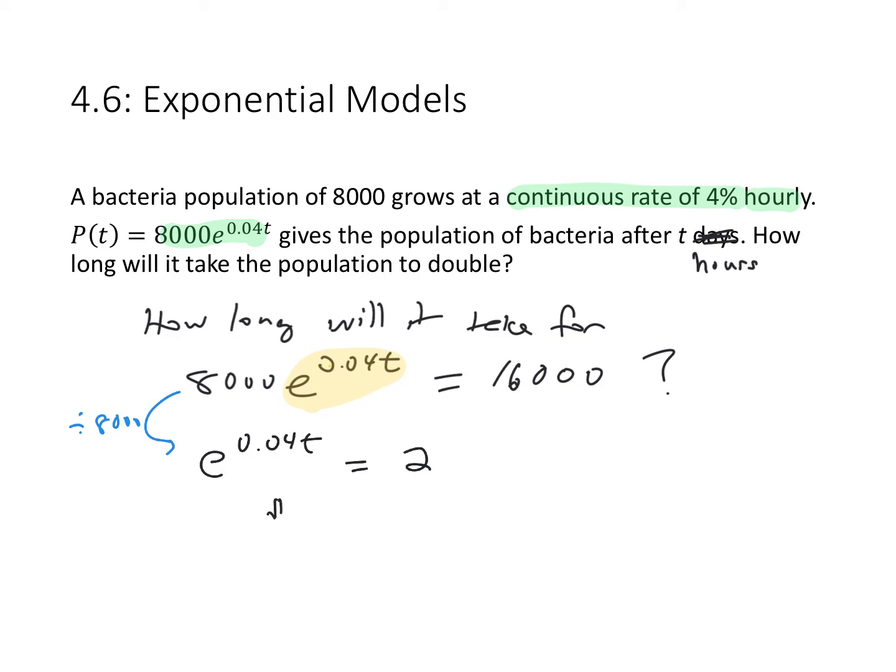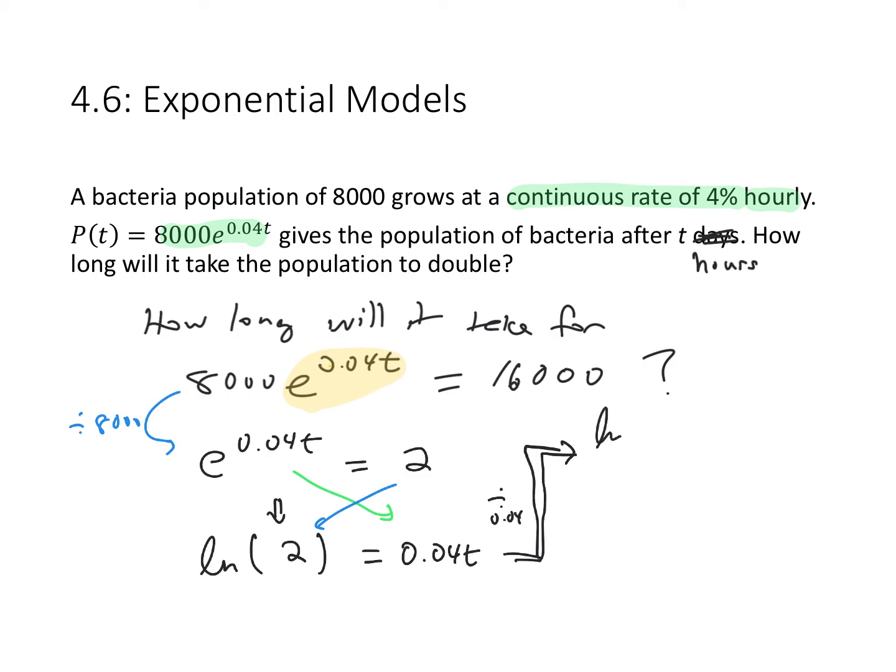And so to solve this, we rewrite this as a logarithmic equation. Remember, the base e logarithm is ln. The base e logarithm equation will be the same as the exponential equation, except with the role of the inputs and the outputs reversed. And so the equation we have now can be solved by just dividing both sides by 0.04. So I'll have natural log of 2 over 0.04 is equal to t. So this will be my exact value of the doubling time.